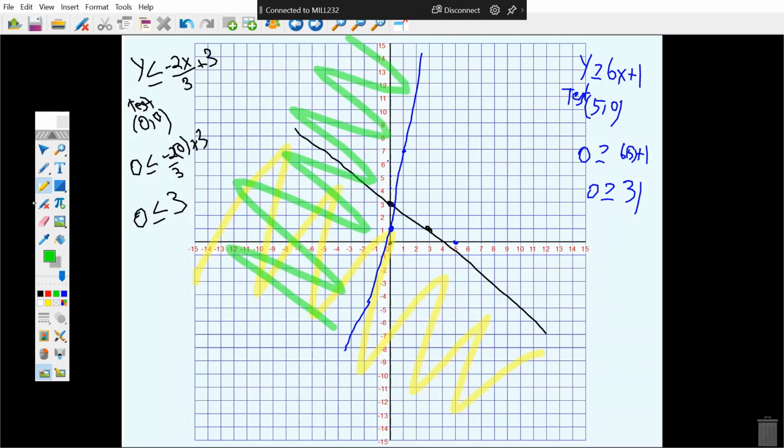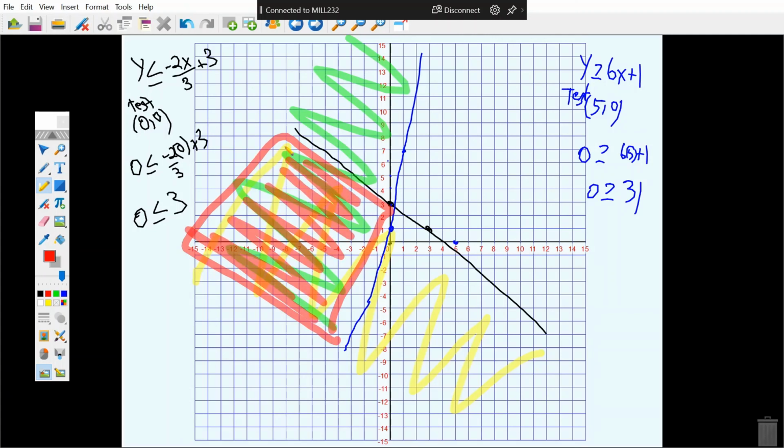Now I'm looking for the overlap region. My overlap occurs below the black line and to the left of the blue line. My overlap region is right here. Okay, so anything in this red box will give you a possible answer. All right, that brings us to the end of today's lesson.